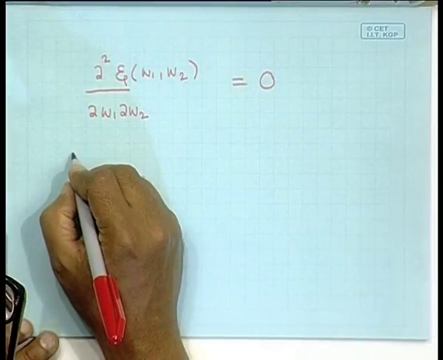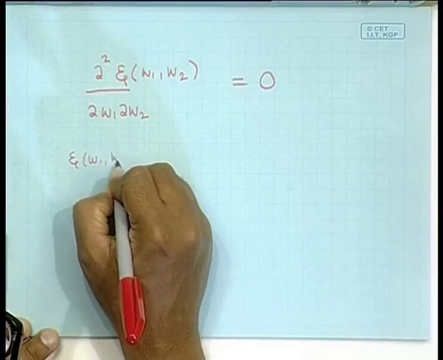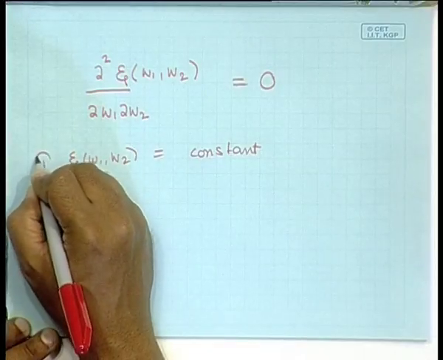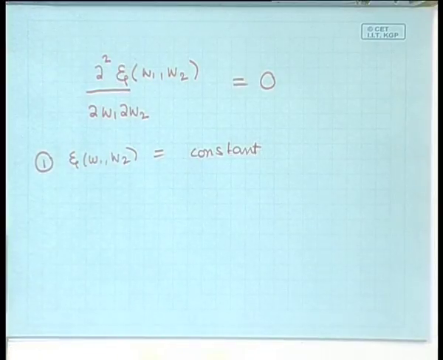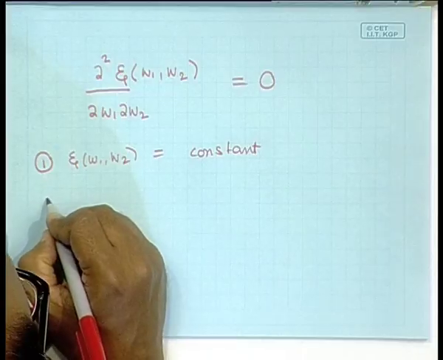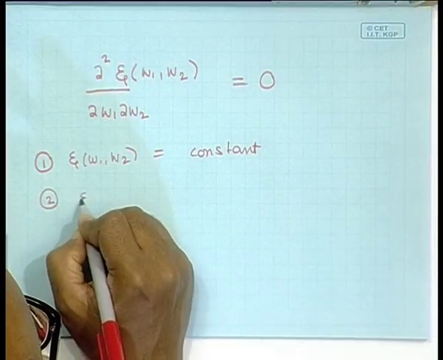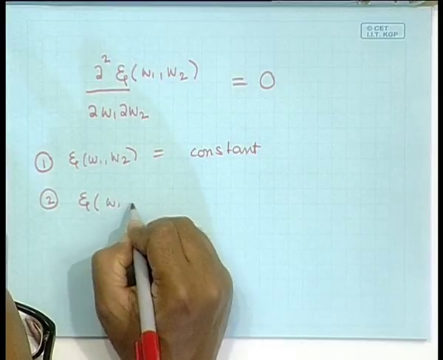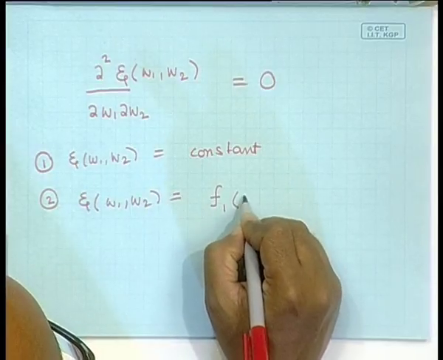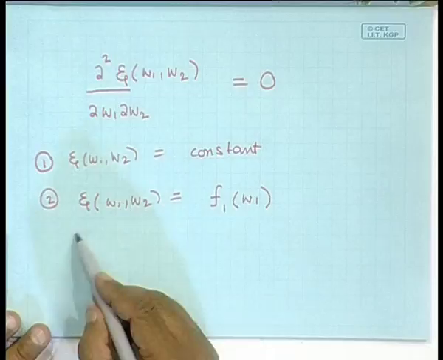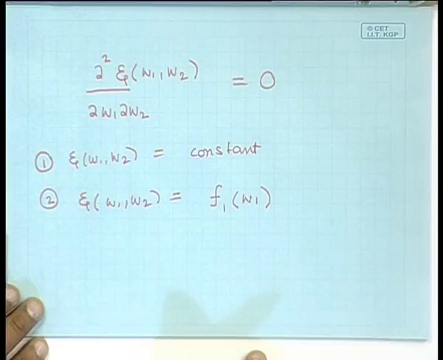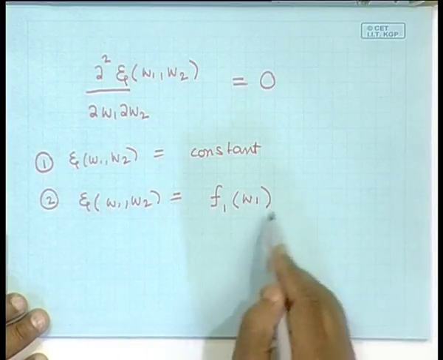The first possibility is if psi of W1, W2 is a constant, but this possibility doesn't give us a propagating disturbance. It's not a wave, so it's not a very interesting solution, though it's a mathematically permissible solution. The second possibility, which is interesting, is a situation where psi is some arbitrary function of W1 alone. The function should be differentiable, and we would like the function to vanish at plus minus infinity. Otherwise there is no other restriction.